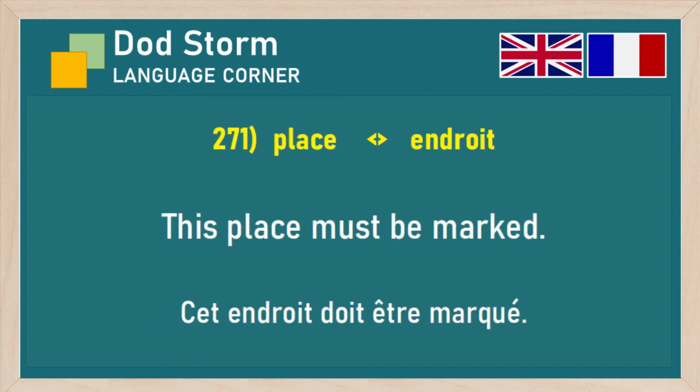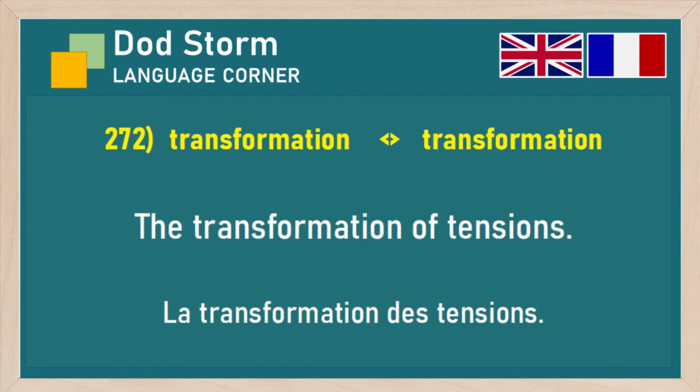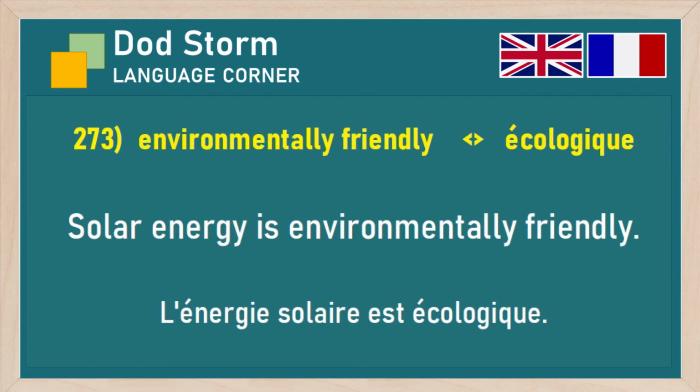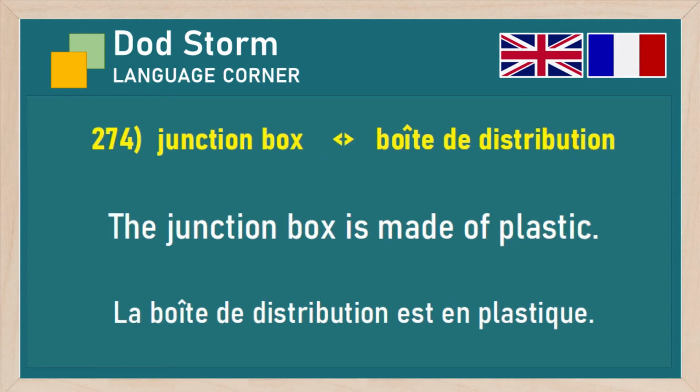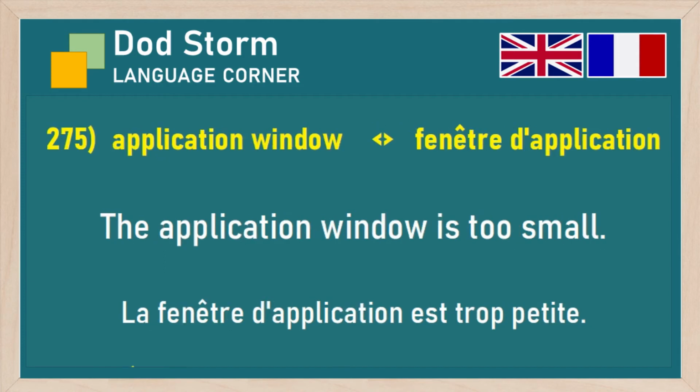This place must be marked. The transformation of tangents. Solar energy is environmentally friendly. The junction box is made of plastic. The application window is too small.